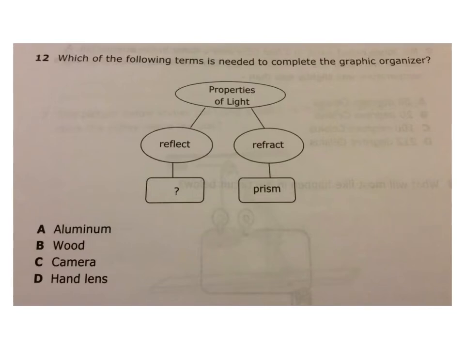Number 12. Which of the following terms is needed to complete the graphic organizer? So we have properties of light, we have reflect and a question mark, and we have refract and a prism. So which one of these things goes where the question mark is? Aluminum, wood, a camera, or a hand lens?